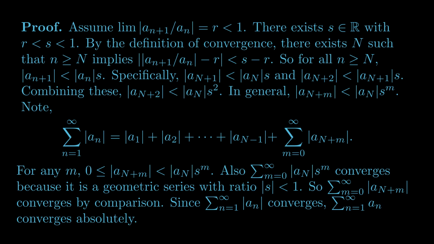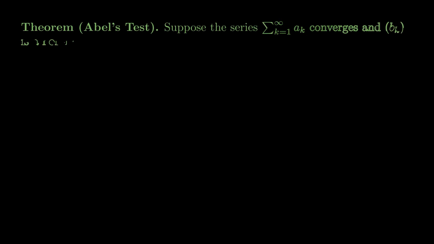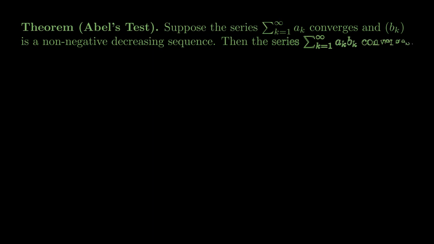And to prove both of these, we'll need an algebraic identity called summation by parts, a discrete analog of integration by parts. Abel's test states that if the series sum k equals 1 to infinity of a sub k converges, and if b sub k is a non-negative decreasing sequence, then the new series sum k equals 1 to infinity of a_k b_k converges. One thing you might try for the proof is to use some sort of comparison test.